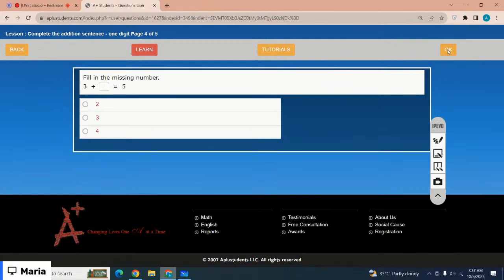Fill in the missing number. 3 plus the missing number equals 5. Which is the correct option? The correct option is 2. 3 plus 2 makes 5.